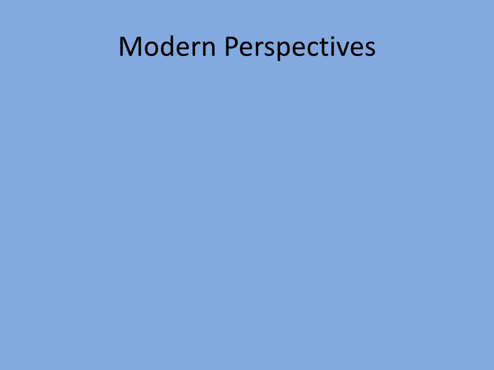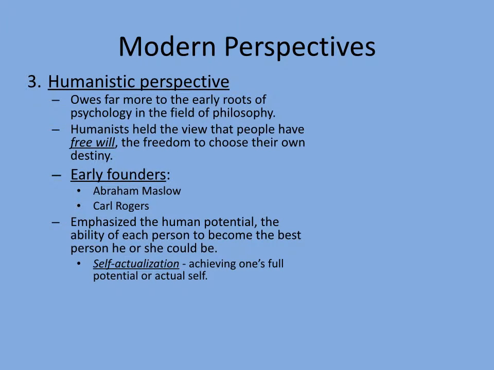Now, another modern perspective is the humanistic perspective. The humanistic perspective believes that humans are more than their animal history. They believe that humans have moral and intellectual advantages over all animals, and that we are, in fact, superior to every animal around. Humanists believe that people have free will and the freedom to choose their own destiny.